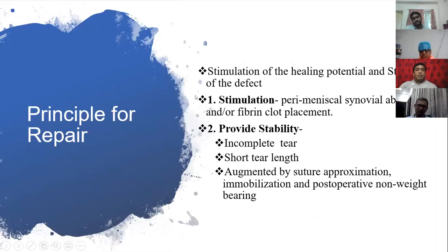There are principles of repair. First, stimulation of the healing potential, then incision of the defect. So, stimulate the healing potential by perimeniscal synovial abrasion, fibrin clot placement, or abrading the meniscal tear. Then comes the point of stability. Second, stabilize the incomplete tear or short length tear, augmented with suture approximation. Later on, immobilization and postoperative non-weight bearing are also needed for the stability.